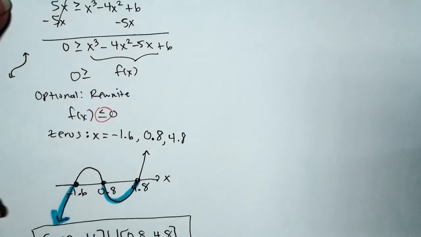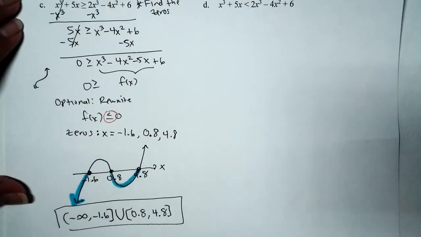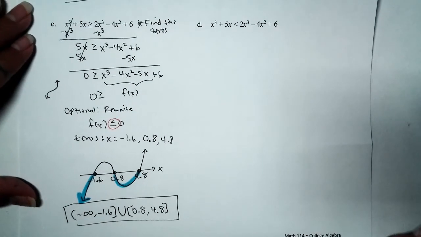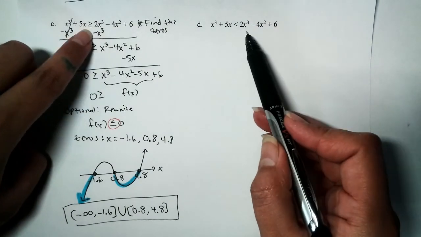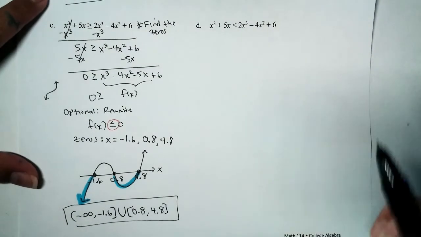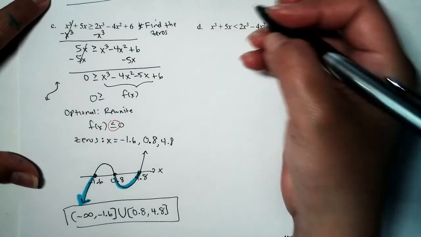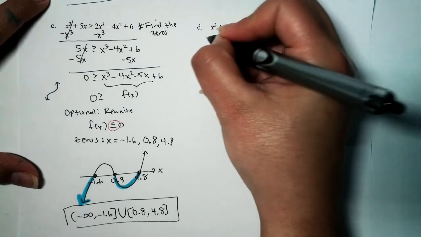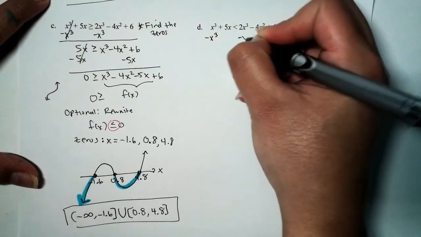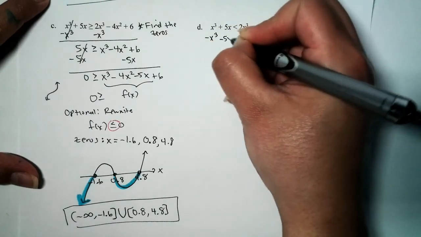Let me zoom out. Okay, so problem D, it looks kind of similar. I just switched out the inequality. Okay, so let's go ahead, find the zeros. I'm gonna just copy this work. Okay, so actually no, I'll just do it like this: minus x cubed minus 5x.